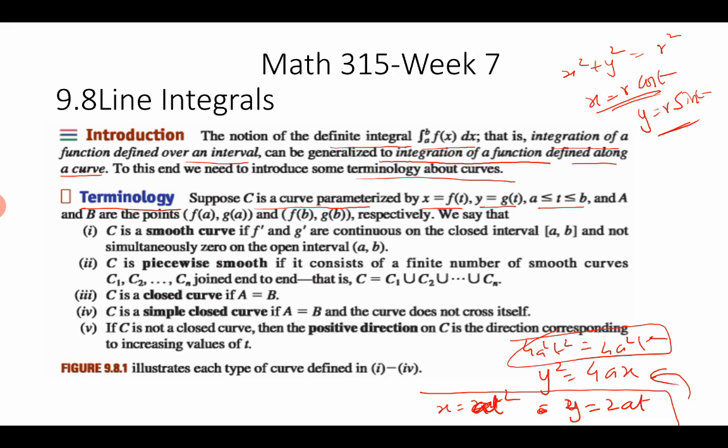So that is given here, the parametric form x is equal to f of t, y is equal to g of t, where t is between a and b, of the curve. A and b are the endpoints given here respectively. Then we say C is a smooth curve. What is a smooth curve?